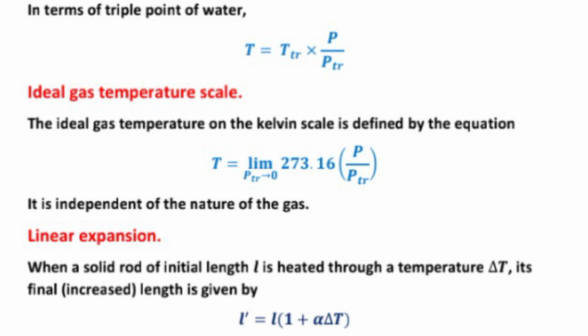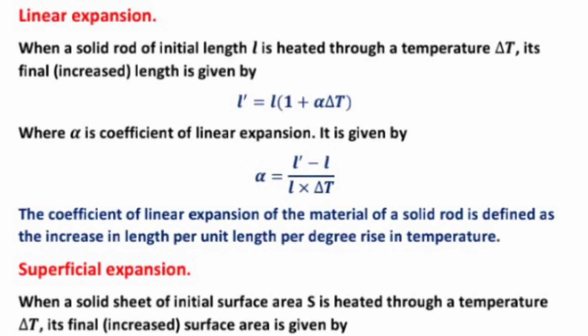Now, linear expansion. What do you mean by linear expansion? When a solid rod of initial length L is heated through a temperature delta T, its final, meaning increased length, will be given by L dash equal to L into bracket 1 plus alpha into delta T, where alpha is coefficient of linear expansion and alpha is given by alpha equal to L dash minus L upon L into delta T. The coefficient of linear expansion of material of a solid is defined as the increase in length per unit length per degree rise in temperature.